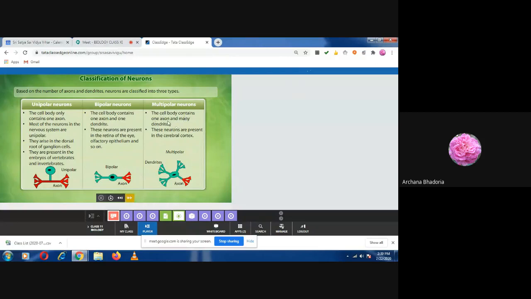Okay, and the cell body containing one axon and many dendrites, these neurons are present in the cerebral cortex. So that way, remember, they will be forming synapses with many neighboring nerve cells. The unipolar ones are present in the embryos of vertebrates and invertebrates. This is also not given in your textbook. Remember, this is the classification based on the number of axons present in the nerve cell. Clear?